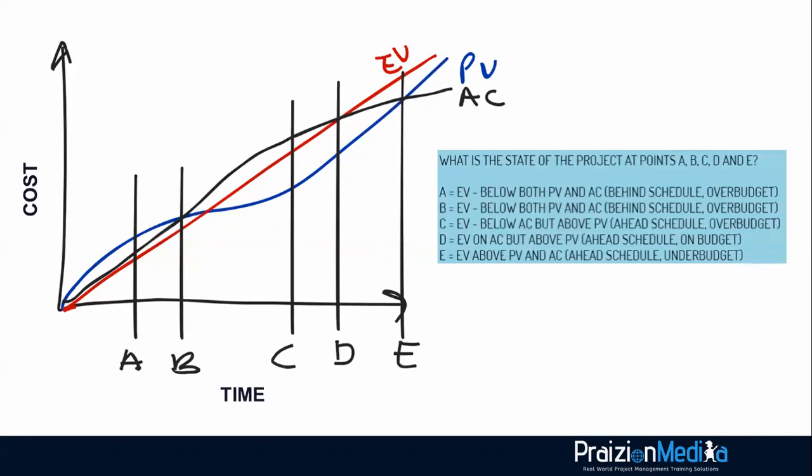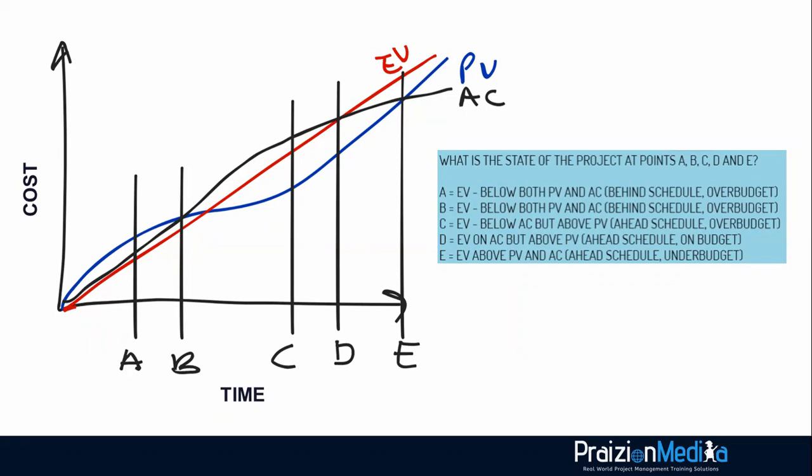Point A, earned value is below both the planned value and the actual cost: behind schedule and over budget. Point B, same thing, behind schedule and over budget. Point C, below actual cost, but above planned value. And this means you are ahead of schedule, but you're over budget.